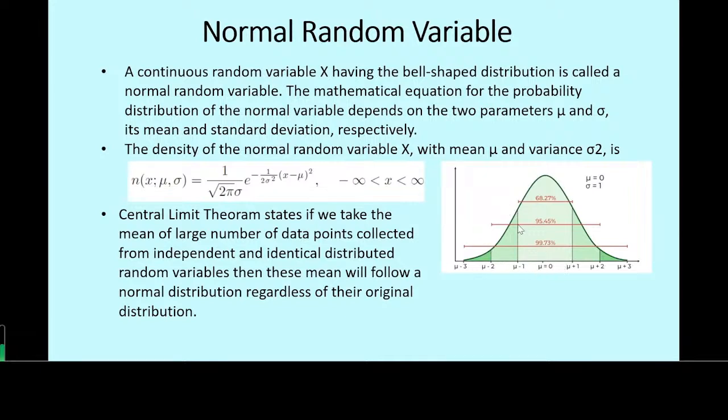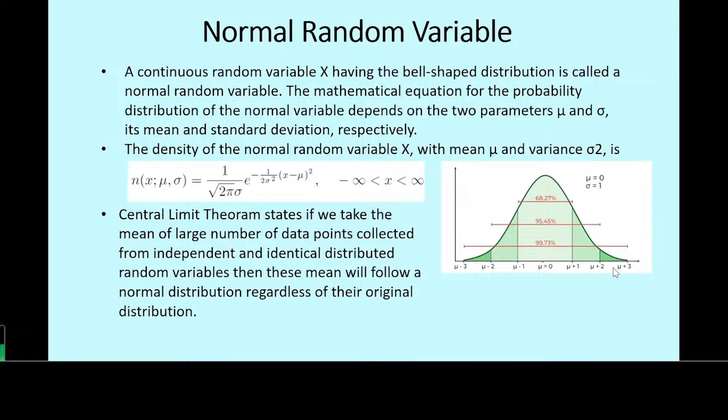This is the normal curve, the density curve, and you can see about 68% of observations lie within 1 sigma around the mean. This is the mean. This curve is the standard normal distribution with mean equal to 0 and sigma equal to 1. About 95% of data lies within 2 sigma around the mean, and about 99% of points lie within 3 sigma around the mean.